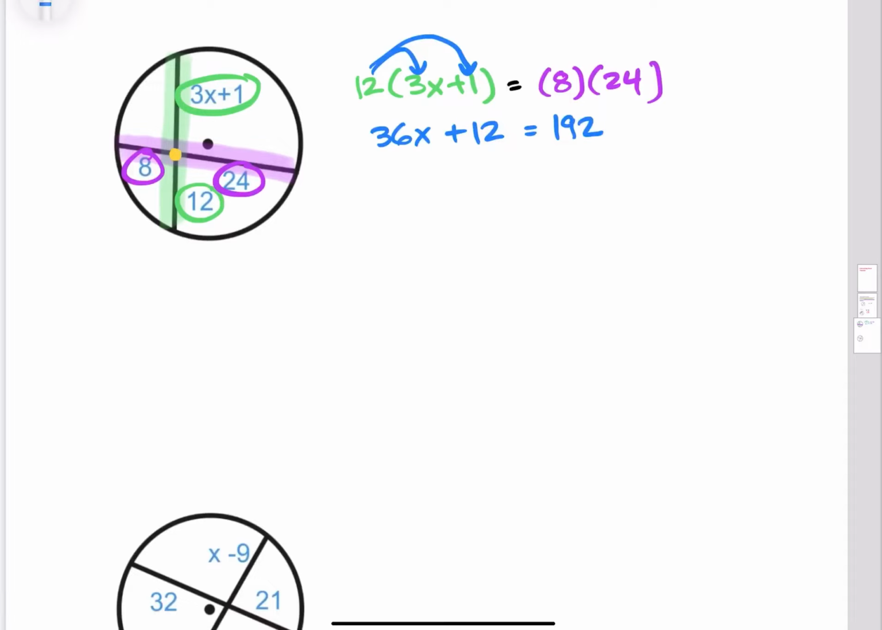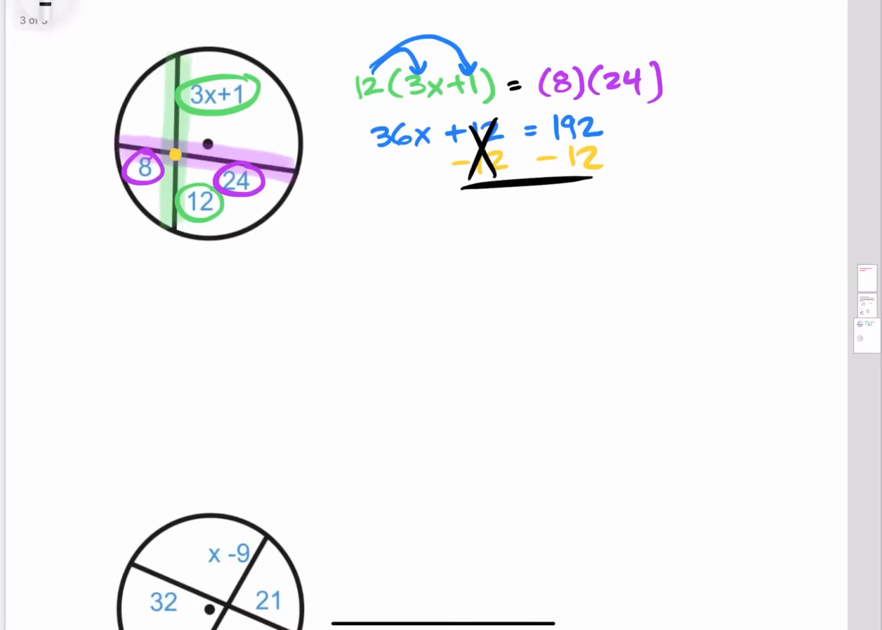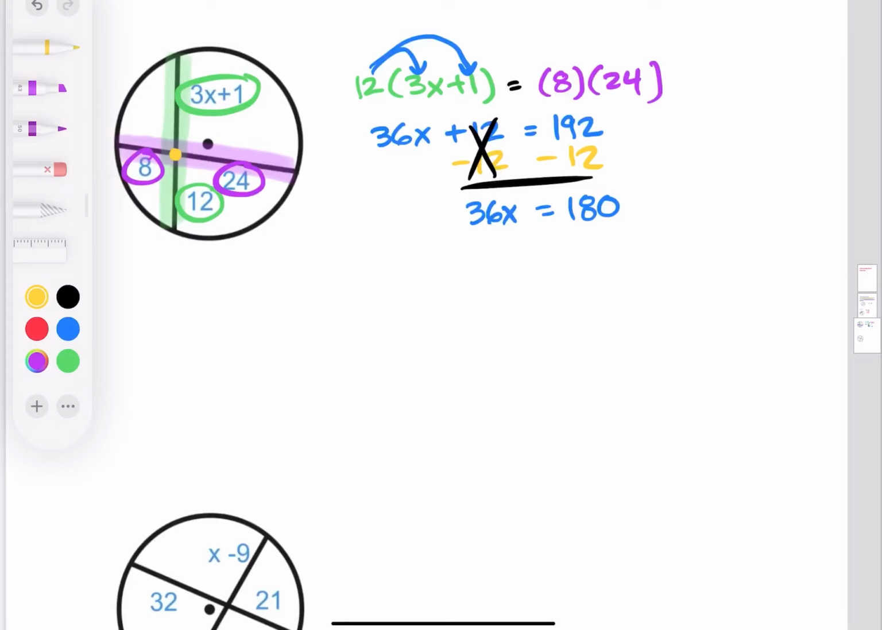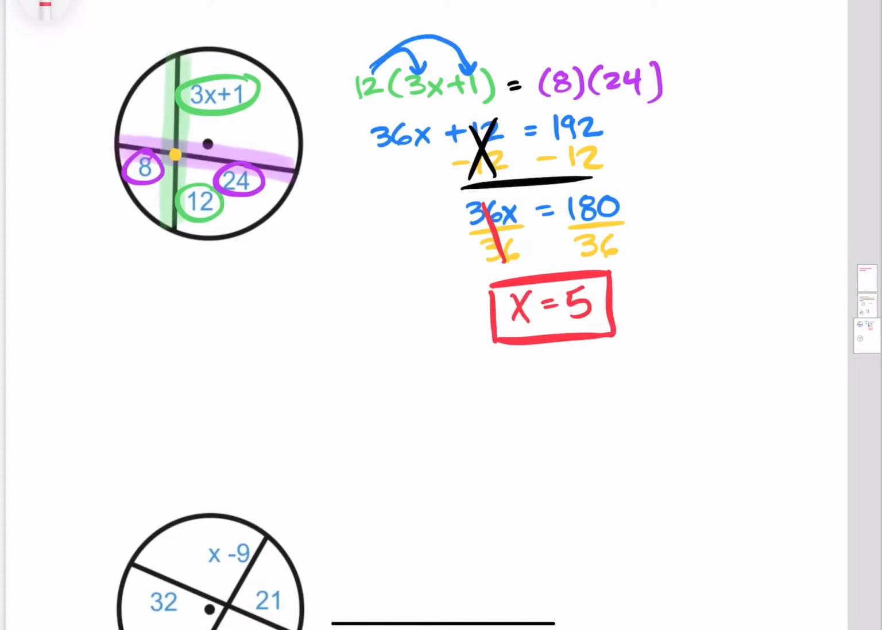Now we have a two-step equation. 36x plus 12 is equal to 192. We know how to do our two-step equations. We want to get x by itself. So we're going to get rid of that 12 by subtracting 12 on each side. The 12s on the left will cancel each other out. That's going to leave us with 36x is now equal to 192 minus 12, which is 180. Now we have to get rid of that 36, so we'll divide by 36 on both sides. The 36s on the left will cancel each other out, leaving us with x is now equal to 5. So x is equal to 5 here. All right, not too bad.